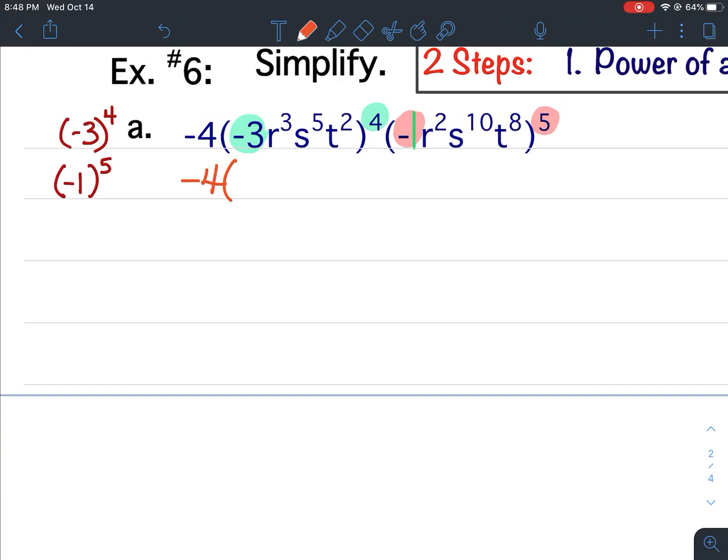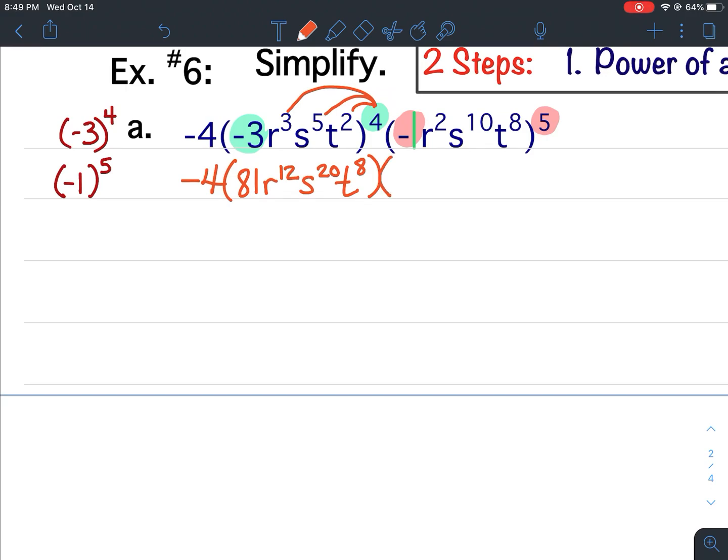Negative 3 to the 4th power is 81. Now we multiply our exponents. 4 times 3 would give me r to the 12th. 4 times 5 would give me s to the 20th. 4 times 2 would give me t to the 8th. And now I'm going to close those parentheses. So that was a power of a product there. Now I need to do a power of a product again for the last one.